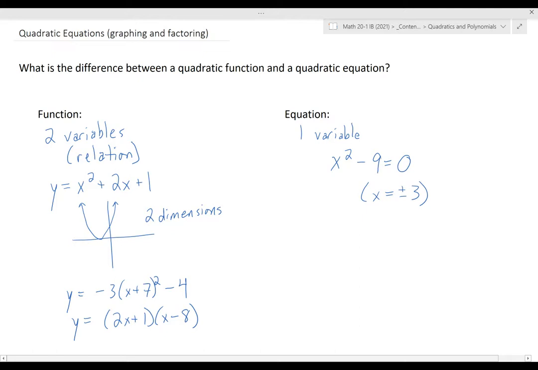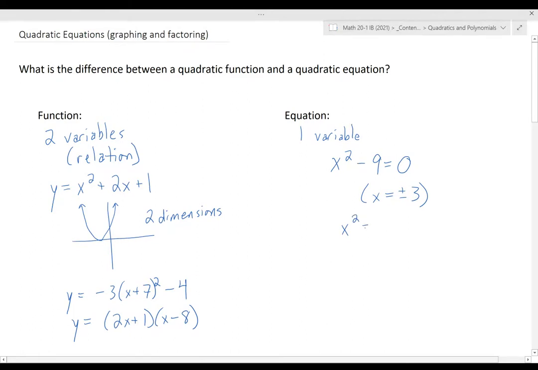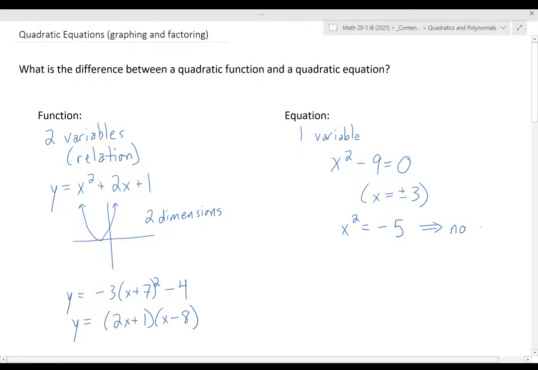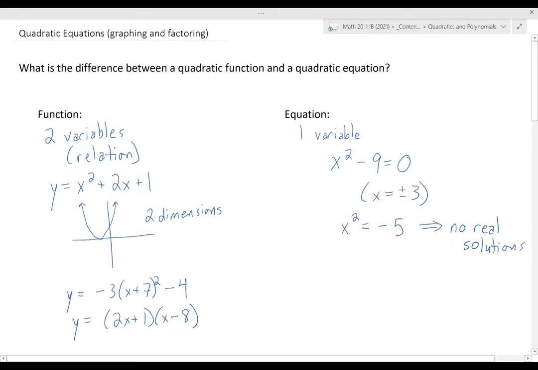The equations may have no solutions. In other words, there might be no value of the variable that makes it true. For example, x squared equals -5. There is no real number we can square to get -5. So this has no real solutions. So it is possible to have no solutions. It's also possible for quadratic equations to have one or two solutions. We'll talk about those different scenarios as we go through the unit.